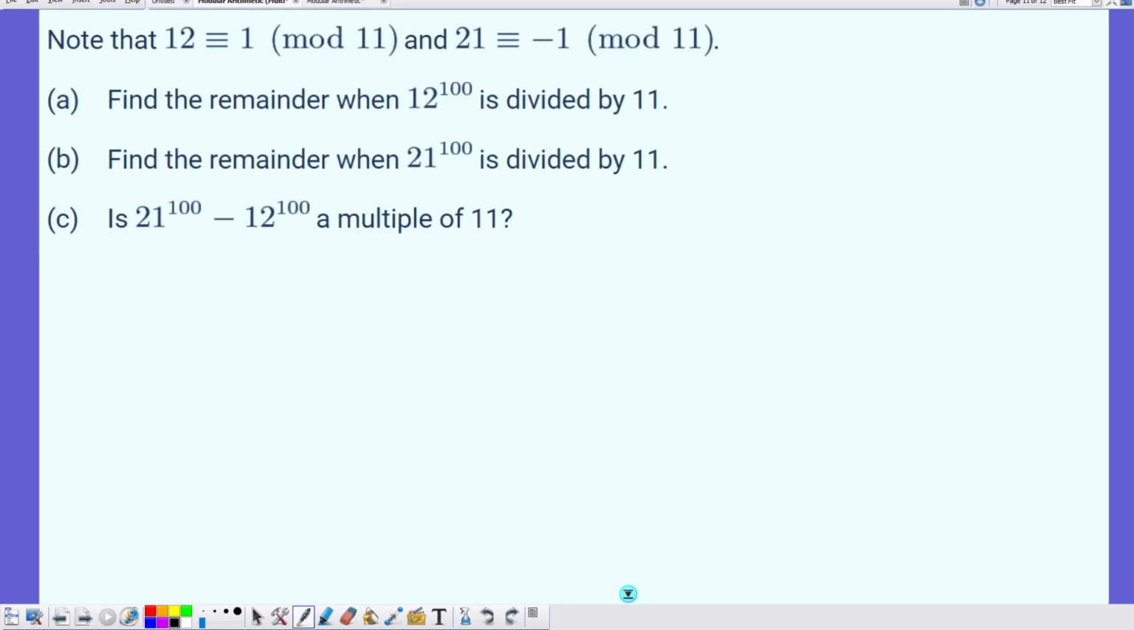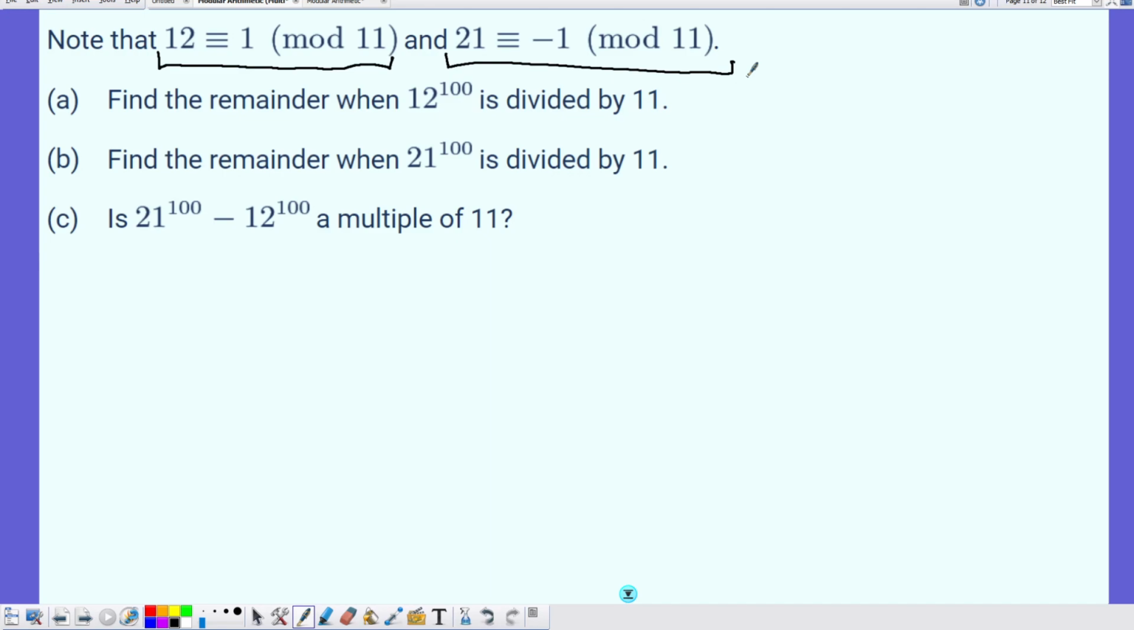Hello everyone. So now we are going to work on this problem where it's going to be a nice example of how to use exponentiation to our advantage. So we would like to note that 12 is congruent to 1 mod 11 and 21 is congruent to negative 1 mod 11.